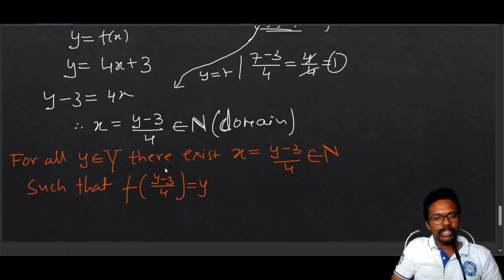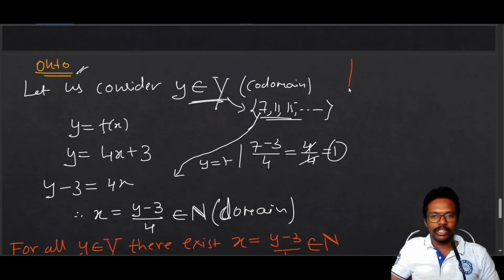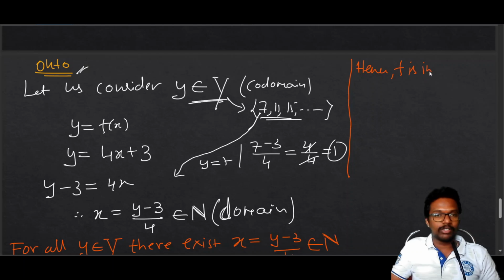So if we substitute y minus 3 divided by 4 in the place of x, we are going to get a y value here. Therefore we can conclude f is an onto function. So if f is onto, we can say f is 1-1 and f is onto, hence we have to write here that f is an invertible function, because the question asked us to show that f is invertible. So here f is an invertible function.